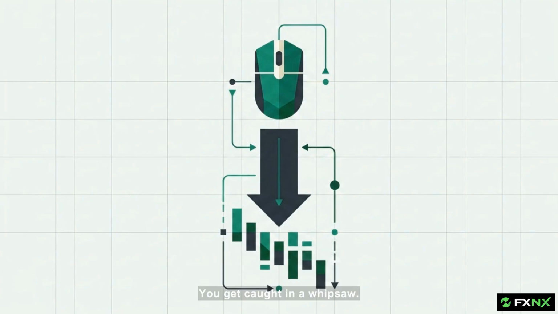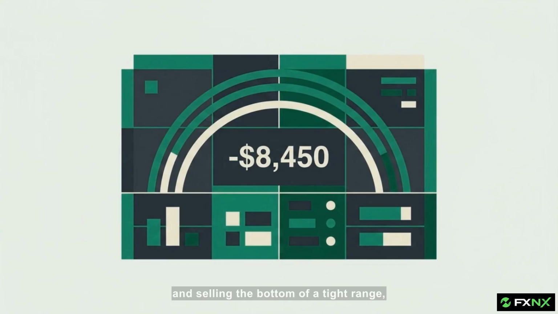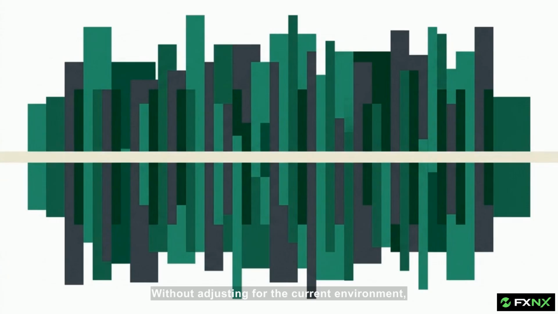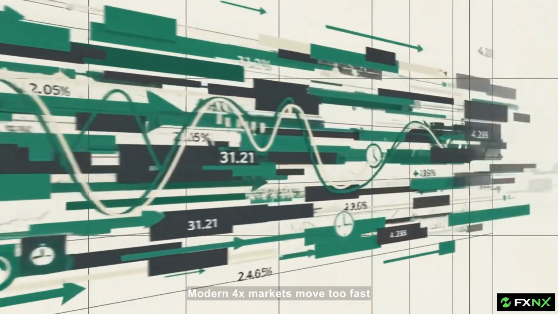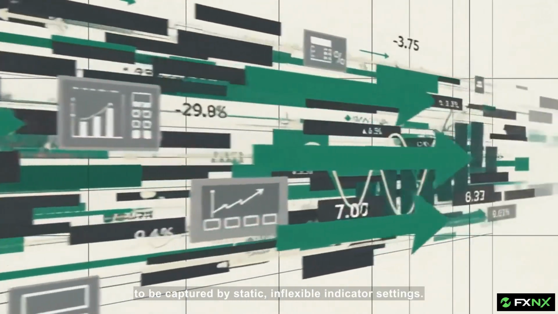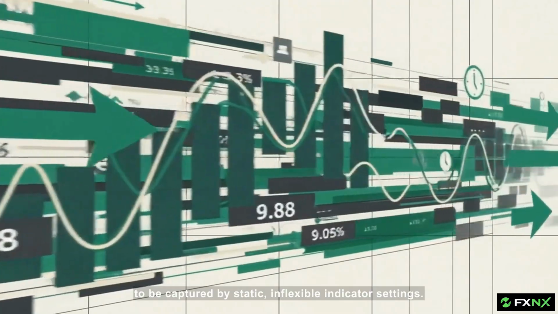You get caught in a whipsaw. You are tricked into buying the top and selling the bottom of a tight range, slowly draining your account with every fake out. Default settings are a math problem waiting to happen. Without adjusting for the current environment, these indicators end up working against the actual reality of the chart. Modern Forex markets move too fast and with too much volatility to be captured by static, inflexible indicator settings.